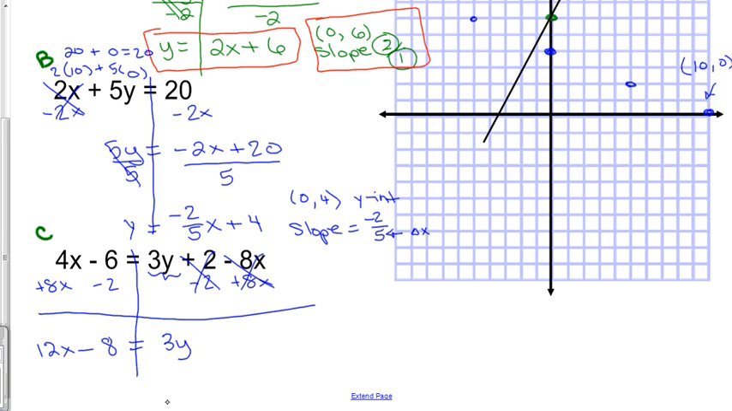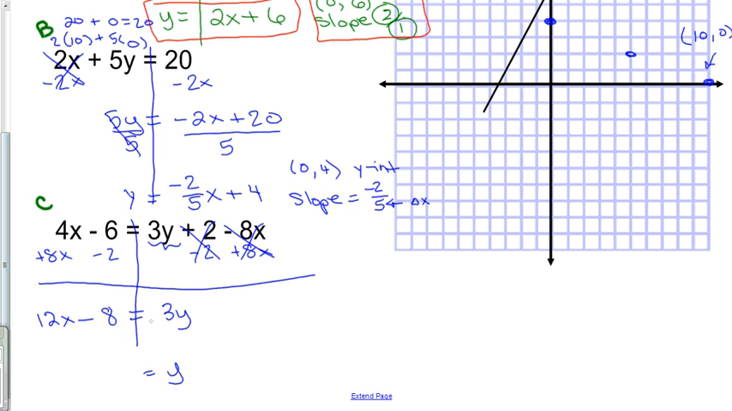And now again, my goal, y equals. So I'm going to divide both sides of this equation by 3, making sure I divide everything. My 12 x's get divided by 3. That gives me 4 x's. My 8 gets divided by 3, and that gives me negative 8/3. So it's now in slope-intercept form.